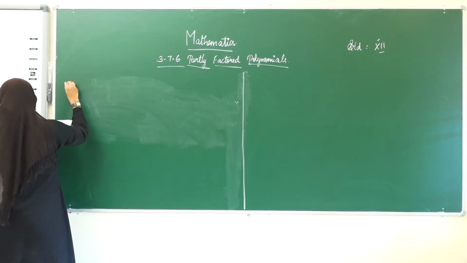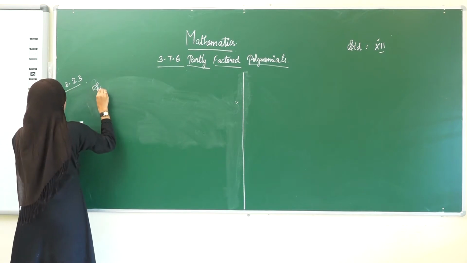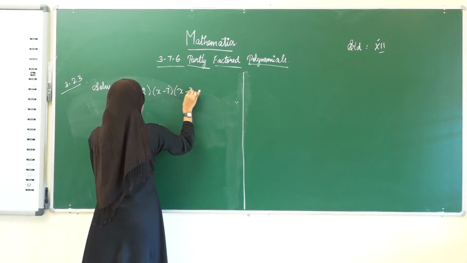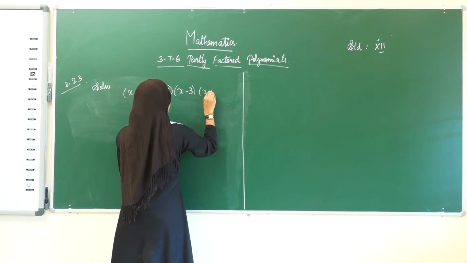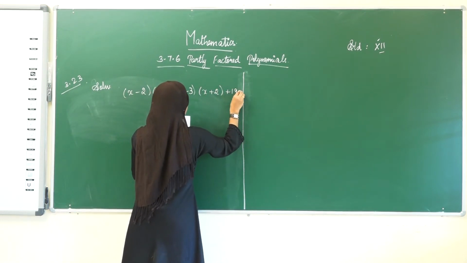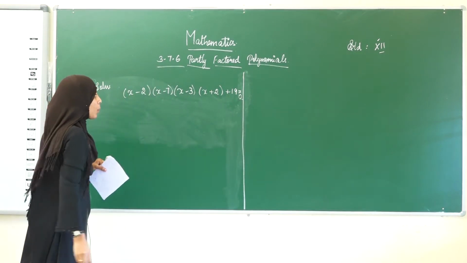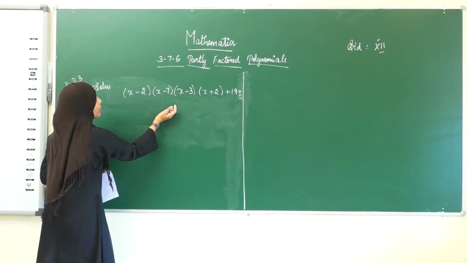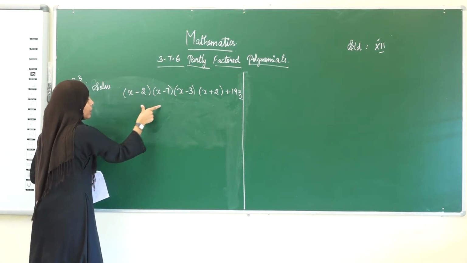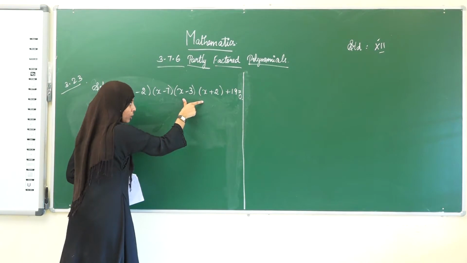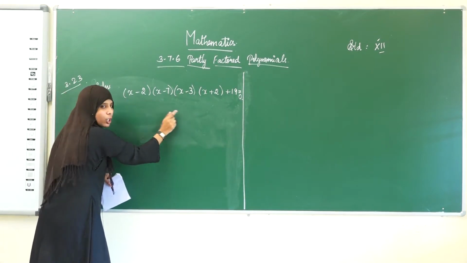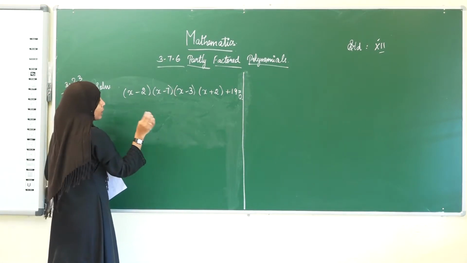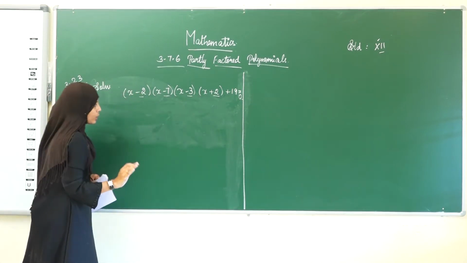See example number 3.23. Solve (x − 2)(x − 7)(x − 3)(x + 2) + 19 = 0. They have given a polynomial of degree 4, so we should find 4 roots. We are going to take two terms and form a quadratic equation, and with another 2 terms we are going to form another quadratic equation. From that we are going to solve this equation. So for that we are going to pair 2 terms, and for that we consider the constant terms alone.